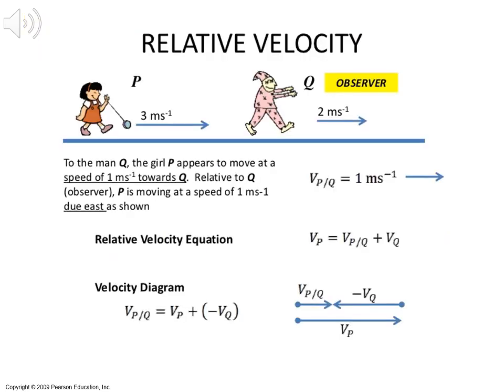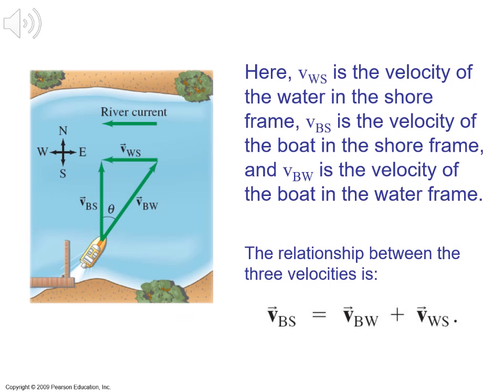To calculate relative velocity, you typically use this formula: VBA equals VB minus VA. Here, VWS is the velocity of the water in the shore frame, VBS is the velocity of the boat in the shore frame, and VBW is the velocity of the boat in the water frame. The relationship between the three velocities is actually the displacement of it.